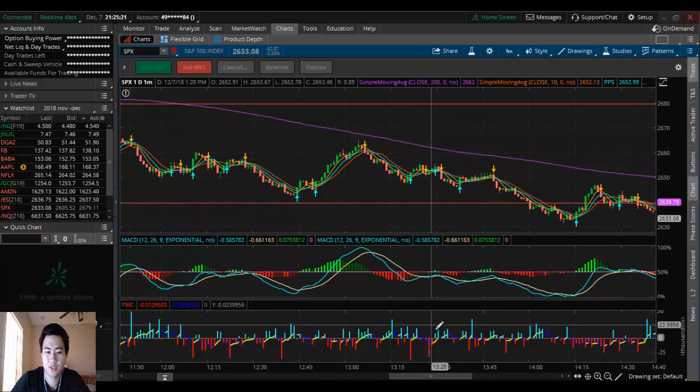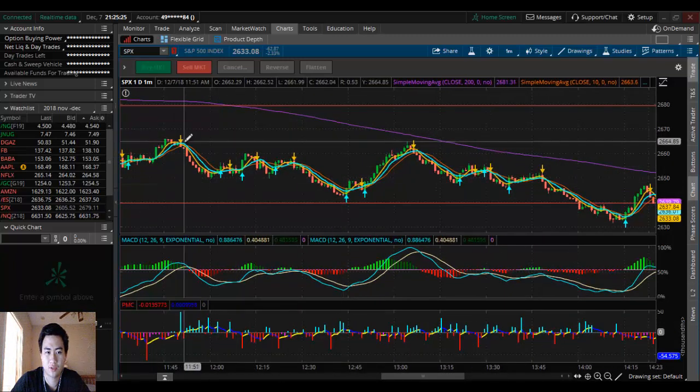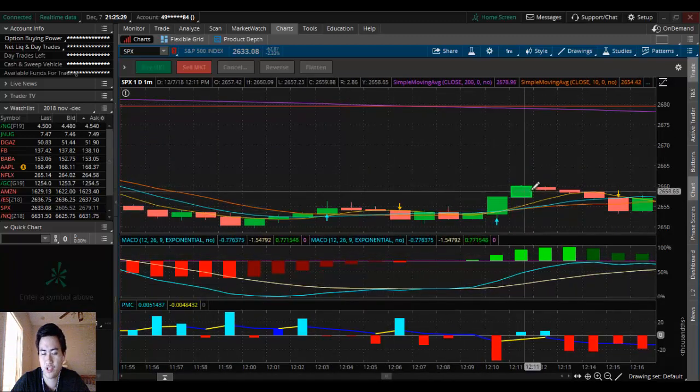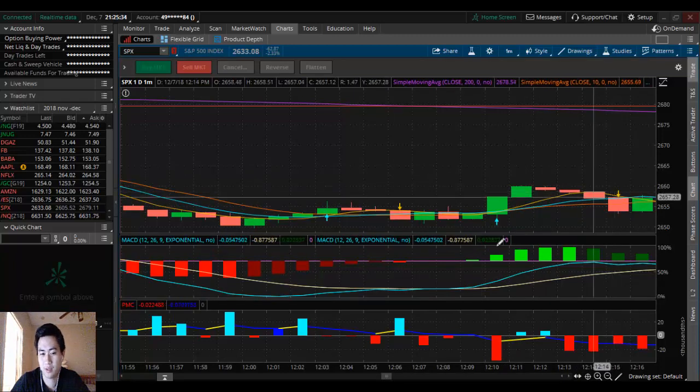So you can just take a look at this arrow. It shows you like, okay, confirmation downside, and then right here confirmation to the upside, but we got rejected right away. So a confirmation downside occurred. That could happen. Not always, but it could happen.